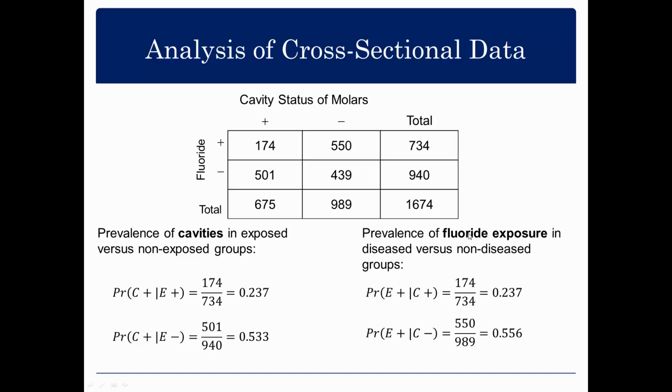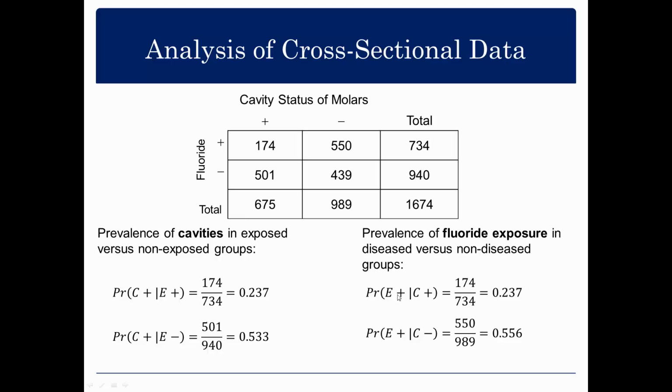So we can also look at, among those who have cavities, what rate of them were exposed to fluoride, versus those who don't have cavities, what was the rate of fluoride exposure? And that's computed by looking at, oh, I have a typo here. I'm so sorry.